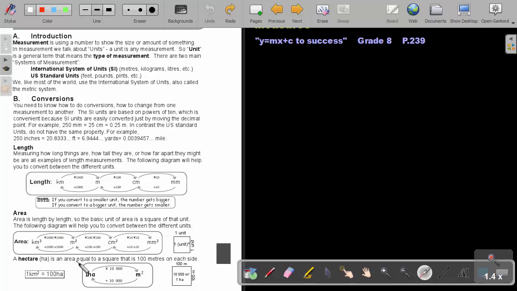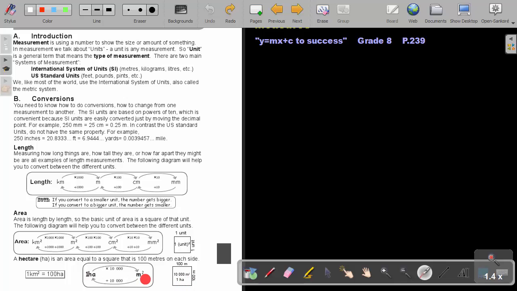A hectare is an area equal to a square that's 100 meters on each side. Usually they use it on farms. So a plot of land that's 100 meters by 100 meters will give you 10,000 square meters. That is equal to a hectare.